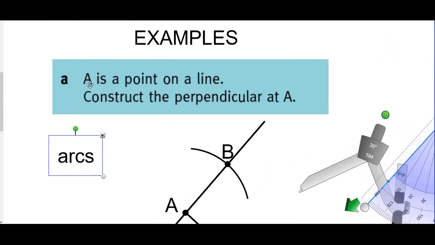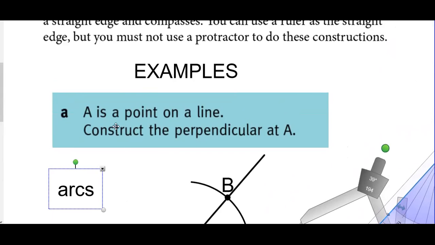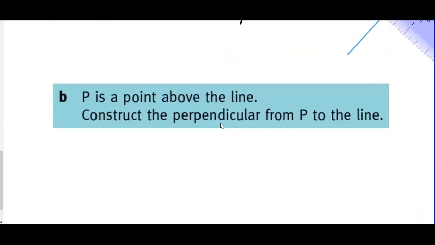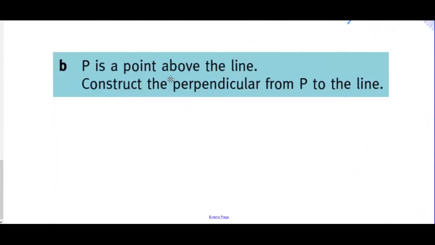This is question A. A says construct the perpendicular at point A. Point A is a point which is on a line. Okay, there we go. We have another question here. P is a point above the line. Can you construct the perpendicular from P to the line?